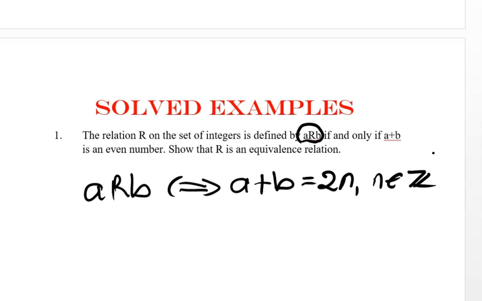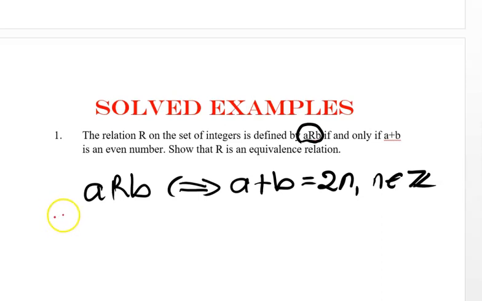Whenever you say it is even, it's a multiple of 2, so it's 2n. But if the question said it's an odd number, then we use 2n plus 1. If they say it's a multiple of 3, we use 3n, 3m. Alright. Now, this is the relation that has been described. We are going to verify whether it is an equivalence relation.